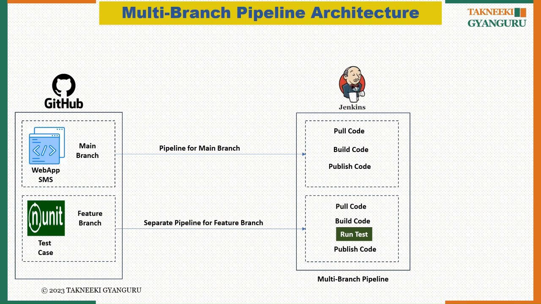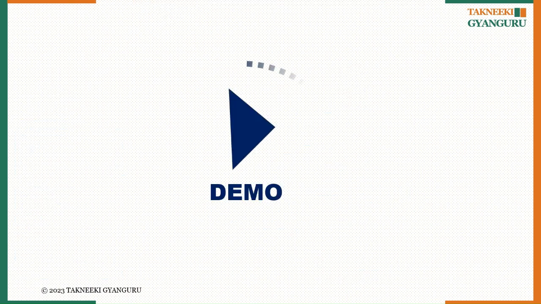So if you remember in my previous video, I created another branch and another separate pipeline, or in the same pipeline I had to change the main branch to the feature branch, right? To mitigate that kind of issue, we will use multi-branch pipeline. So we'll have a demo on this as well. Let's move on to the demo.